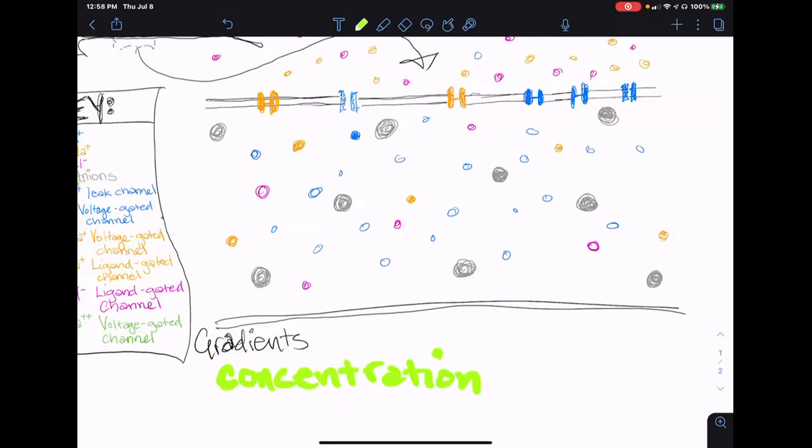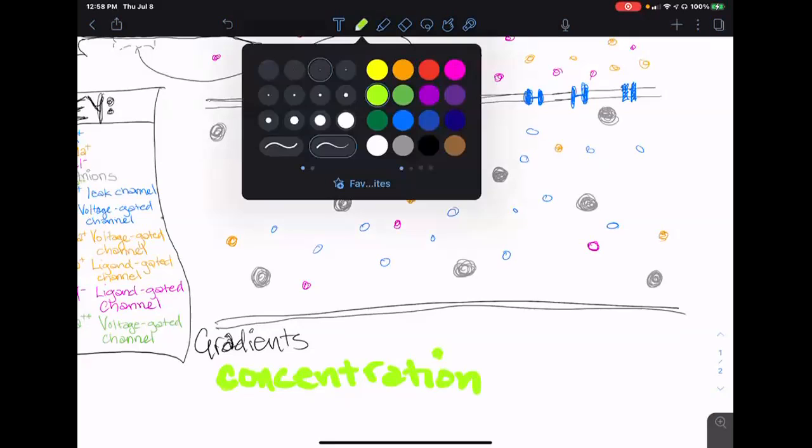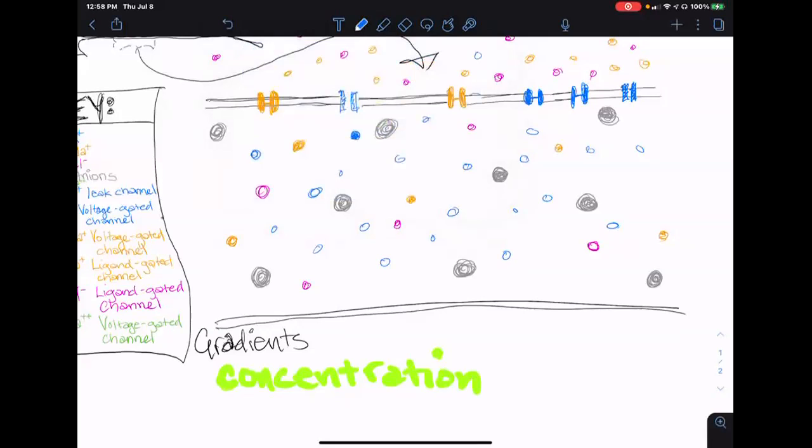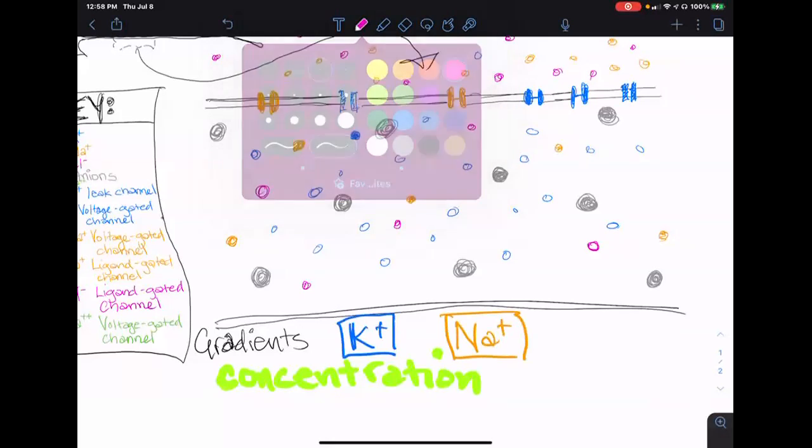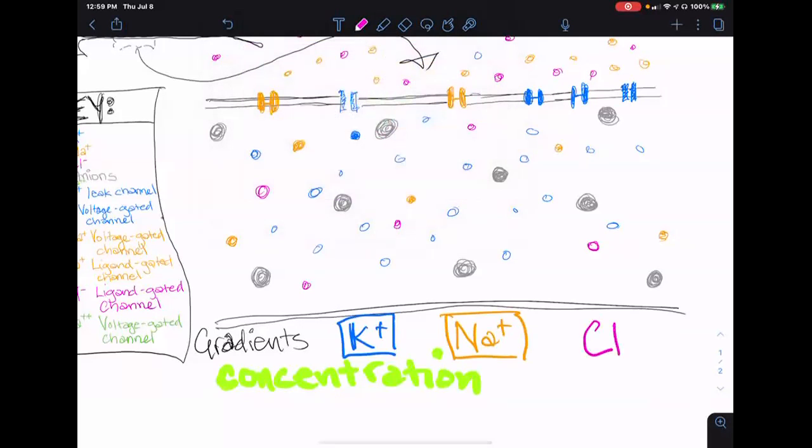So with potassium here, let's draw each one of these things in here, because we're going to talk about each one of these ions and their concentration gradients. So start out with potassium. Then we're going to talk about sodium. And then lastly, we'll talk about chloride.